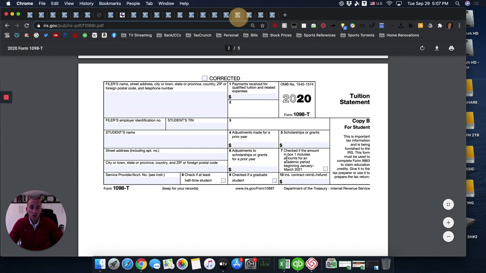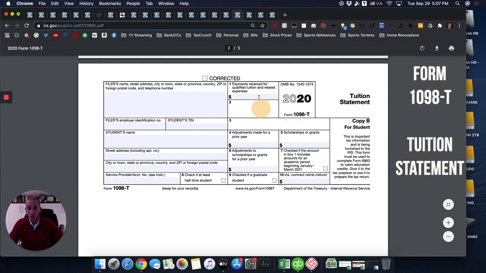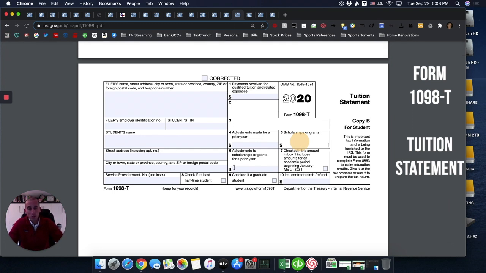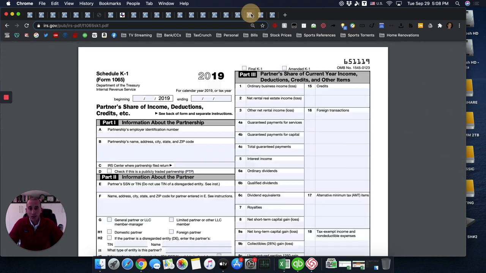Next form is the tuition statement. It's the 1098-T. It's going to show college tuition and related expenses. Also, if you received any scholarships or grants. So for education credits, this form is important. Sometimes you might have to request this if you haven't received it already, but you will need the 1098-T form.